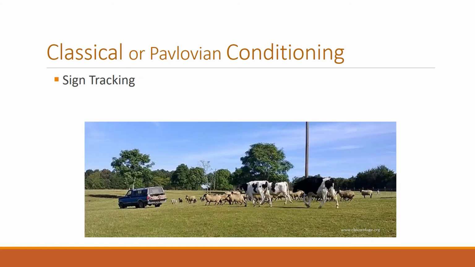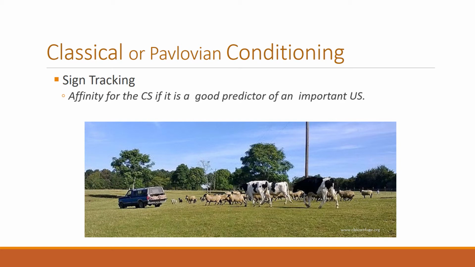There's one last interesting aspect of classical conditioning. This is brought up in the readings, but it's something that you know if you've ever fed livestock or even if you have a dog and you've fed your dog. You'll know that animals are attracted to the sign of feeding. That's called sign tracking. Sign tracking is an affinity for the conditioned stimuli because it's a good predictor of the unconditioned stimuli. In this case, there's a picture here, the cows and sheep are following the truck because the truck has bags of feed on the back of it. What's interesting about this is that the animals are attracted to the truck, even if it didn't have feed.